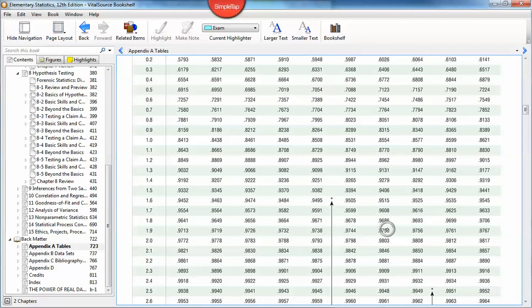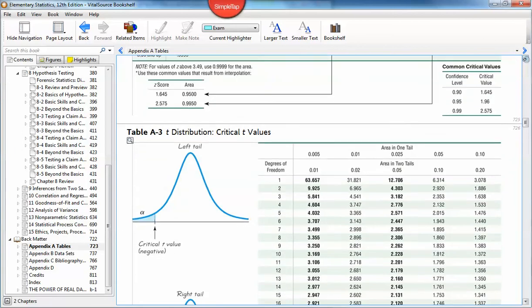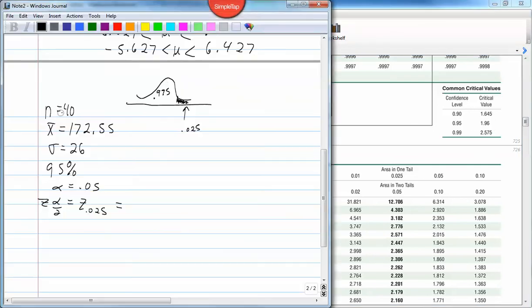0.975 right here, 1.9, and then whatever this column is, it's going to be 6. How do I know? Because the common values are listed right here at the bottom. 95% confidence level, critical value is 1.96. Alright, so that's 1.96. So now we can figure out the margin of error.